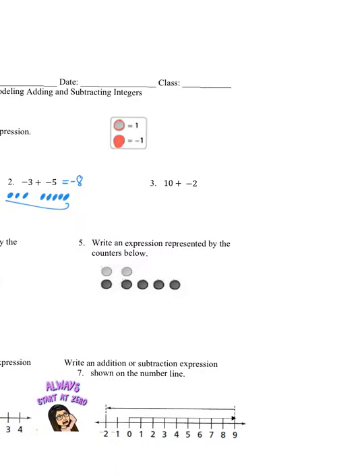Number 3, 10 plus negative 2. So I would need 10 open circles. 1, 2, 3, 4, 5, 6, 7, 8, 9, 10. And then I need negative 2, shaded. Then I'm going to form zero pairs and take them away. 1, 2. The remaining counters will be my answer. 1, 2, 3, 4, 5, 6, 7, 8. The answer is positive 8.